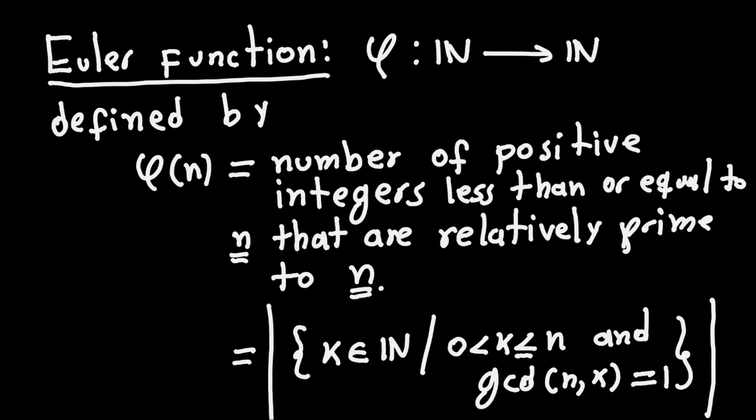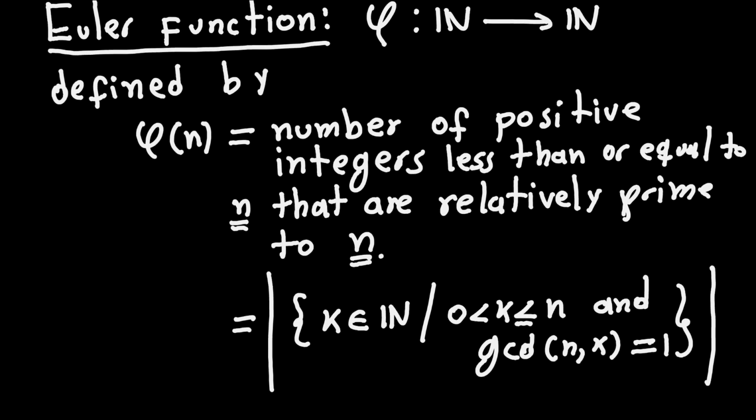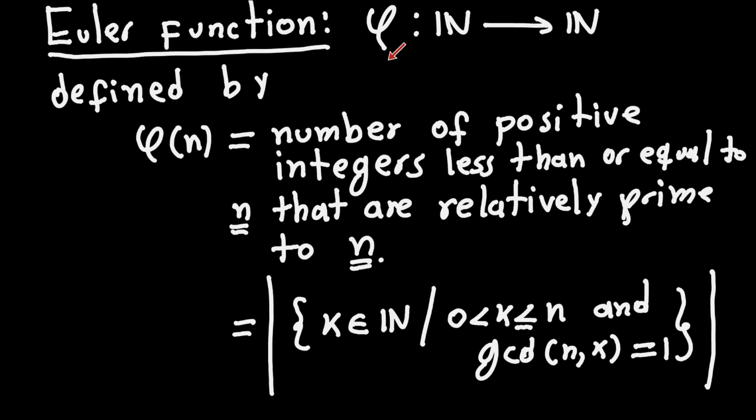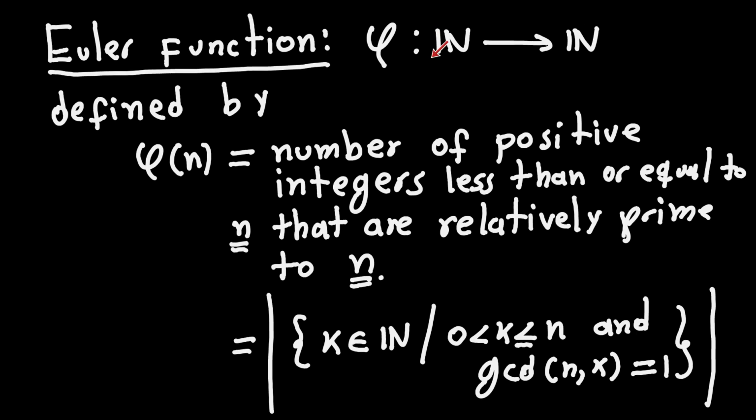I'm going to start this video by looking at a number theoretical function, the Euler function. The reason for that is that the theorem we're going to cover in this video lecture talks about this function. Now, let's look at the definition. The Euler function takes as an input natural numbers, and the output is also a natural number. It is defined like this.